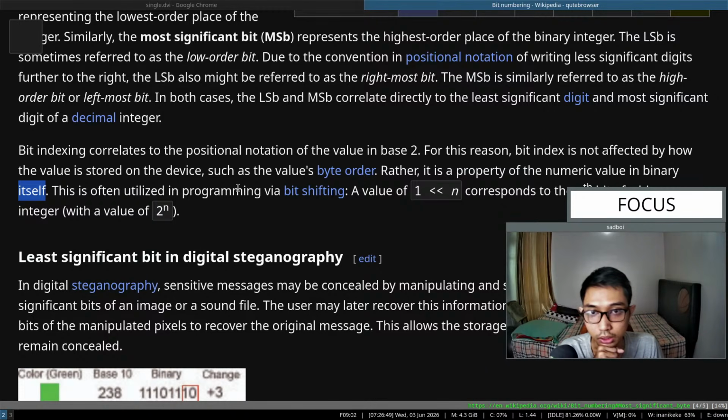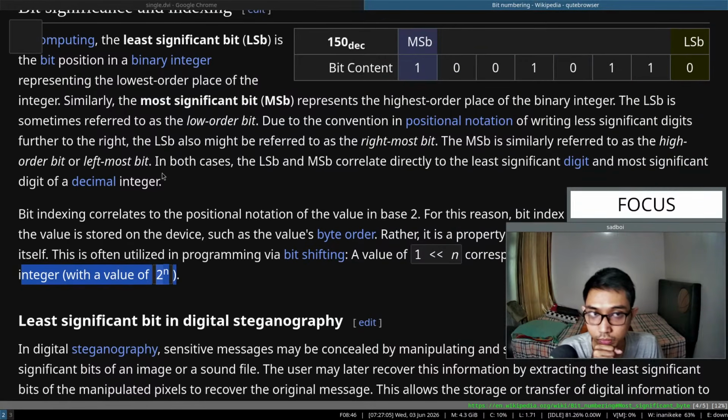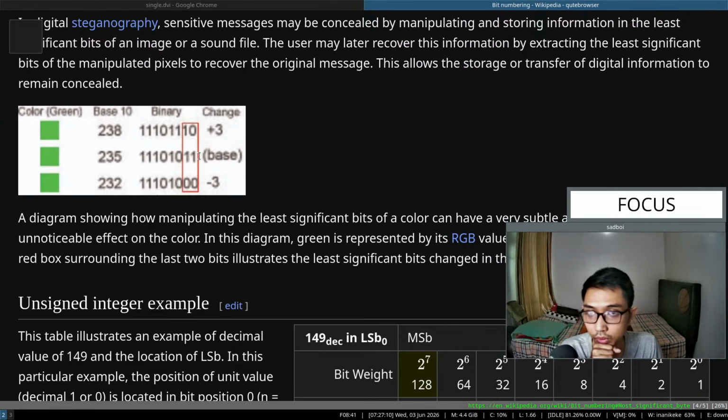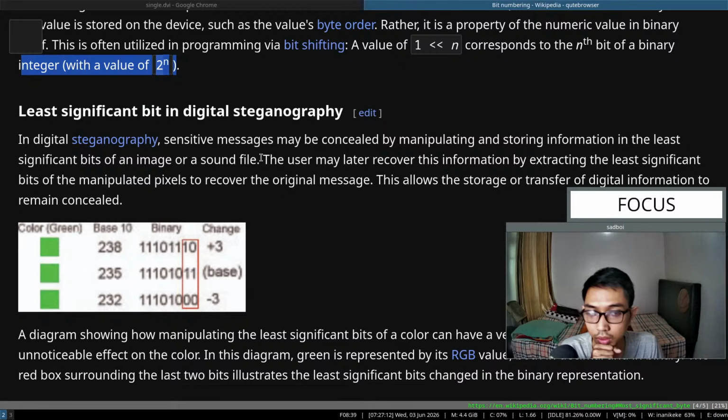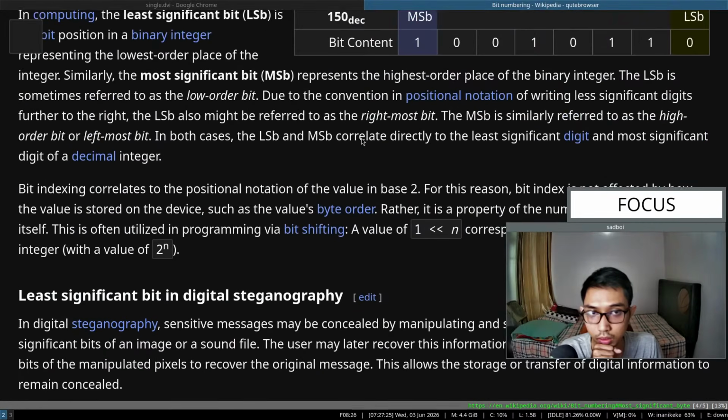This is often utilized in programming via bit shifting, corresponding to the end bit of the binary integer. Okay. The user may later recover this information by extracting the least significant bit. Okay.